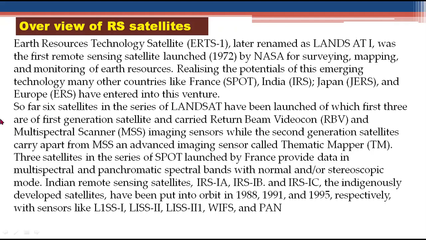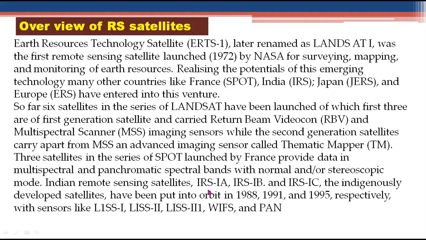So far, six satellites in the series of Landsat have been launched, of which the first three are the first generation satellites and carry the Return Beam Vidicon, RBV, and the Multispectral Scanner, MSS, while the second generation satellites carry, apart from MSS, an advanced imaging sensor called Thematic Mapper. It means that six Landsat satellites have been launched, and they have different purposes. Three satellites in the series of SPOT have also been launched by France for data in the multispectral and panchromatic spectral bands.